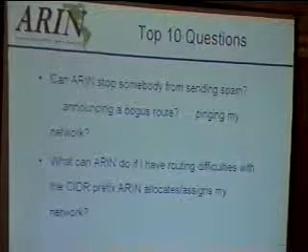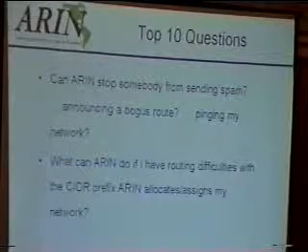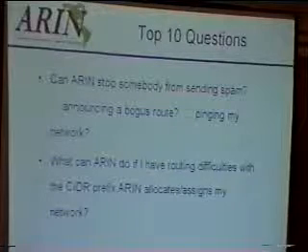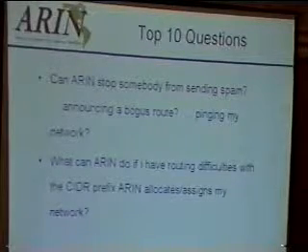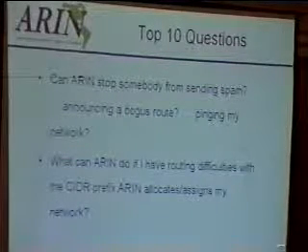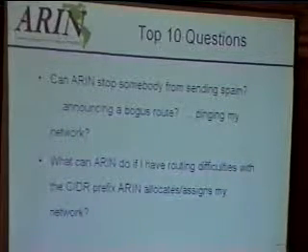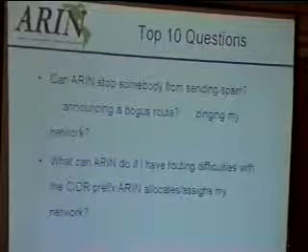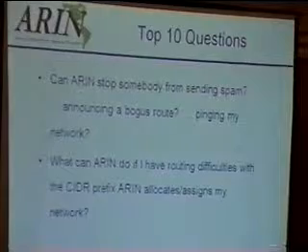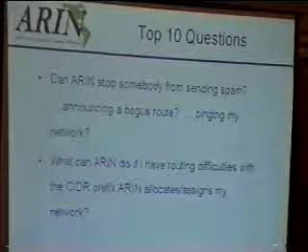Another question: can ARIN stop somebody from sending spam, announcing a bogus route, pinging my network, et cetera, et cetera? No, we can't. We can only provide you registration information. We can report to you that a certain organization has been registered a range of addresses that you may be having difficulty with, but in order to do these things, you have to contact that organization directly, or contact the upstream provider, the organization that's announcing the address space. You have to deal through them, because ARIN's not the internet police. We can't go tell organizations not to do things like that.